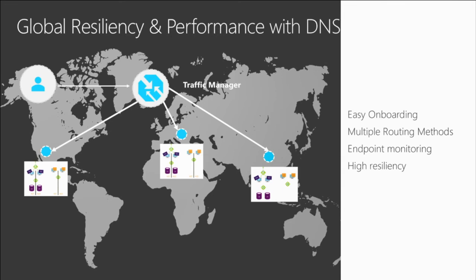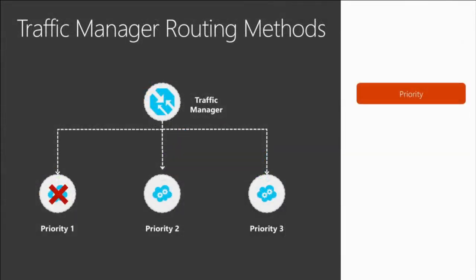So let's see how we can use Traffic Manager in conjunction with the other load balancer methods to increase availability and performance and scalability for your applications. I mentioned earlier we support multiple routing methods. The first one I want to talk about is what we call the priority routing method. This is the scenario where, let's say you have 3 endpoints. You can set their priorities starting from 1, 2, 3, 1 being the highest priority.